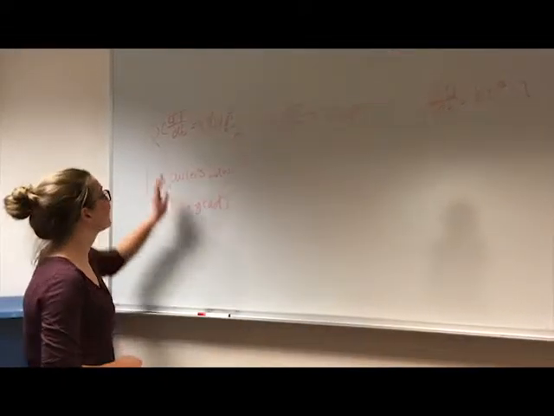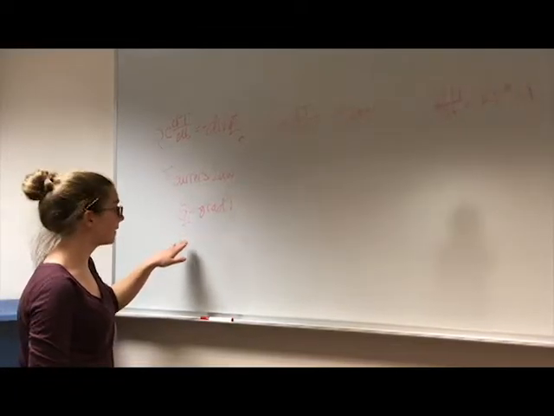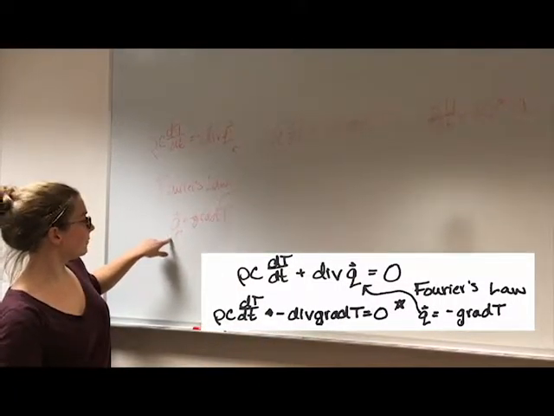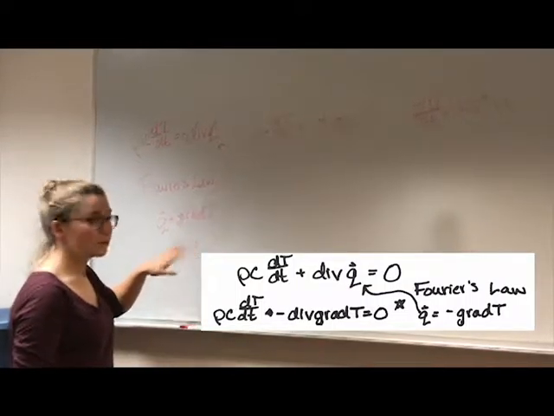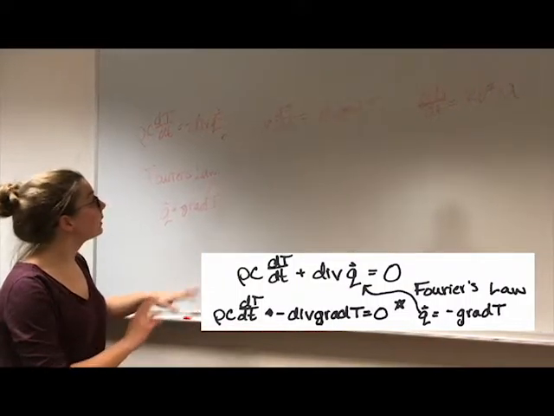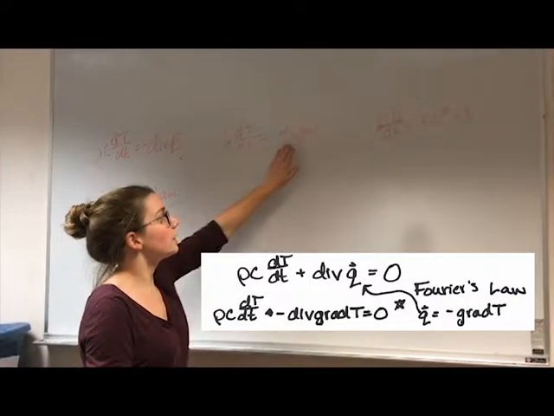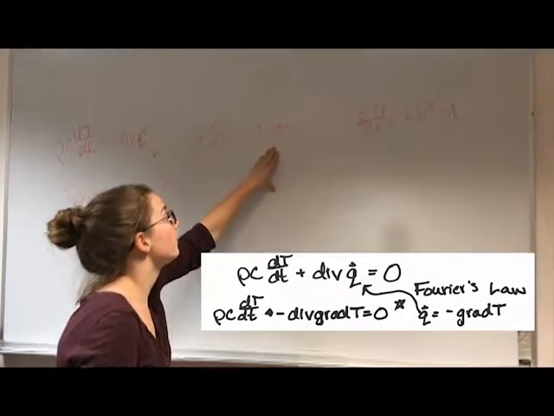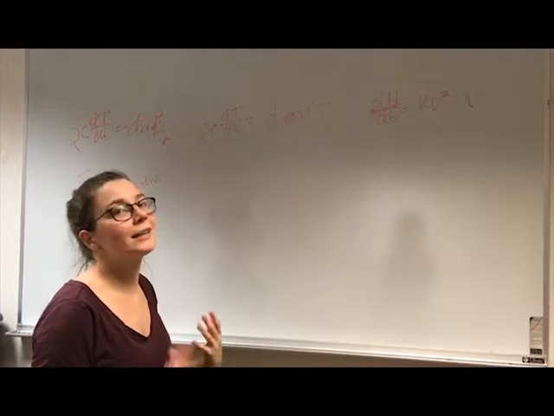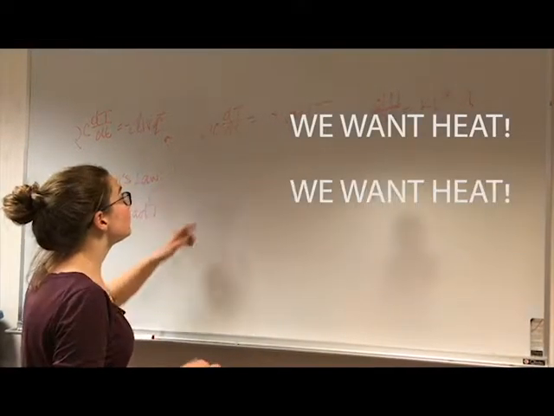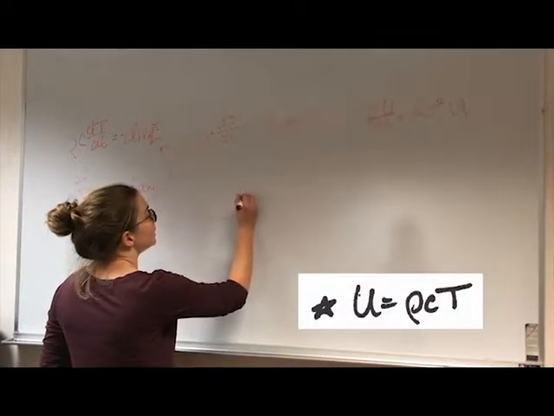Okay, so we have our equation from before, and we also have this new equation called Fourier's law, which is that Q is equal to the negative grad of T. So we do a little substituting in, and we get our previous left-hand equation from before, and now it's equal to the div grad of T. Now you might be saying, well, that T is temperature, but we want heat. Well, if you recall, heat is equal to rho c T.